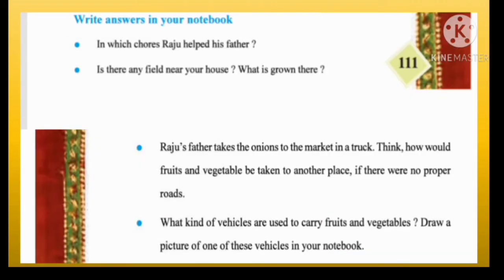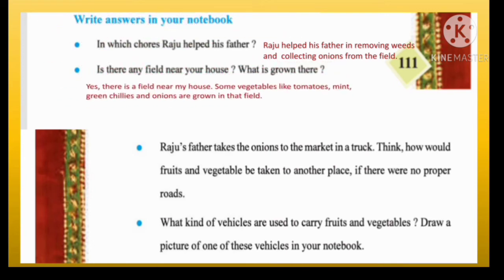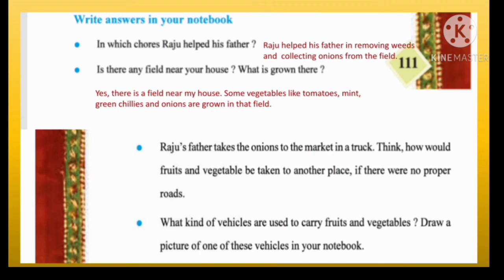Now write these answers in your notebook. In which work did Raju help his father? So we already know that Raju helped his father in removing the weeds from the field, and also he helped in harvesting, collecting onions from the field. Is there any field near your house? What is grown there? Yes, there is a field near my house. Some vegetables like tomatoes, mint, green chilies and onions are grown in that field.